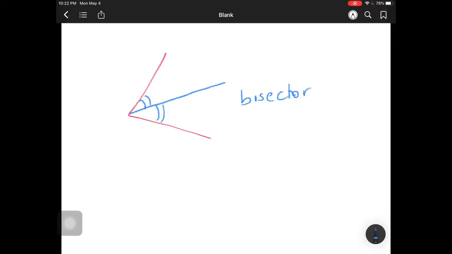Now, if you have an angle and a line cuts this angle into two equal parts, we say that this is an angle bisector. Bisector means it cuts the angle, or it divides the angle, into two equal parts.